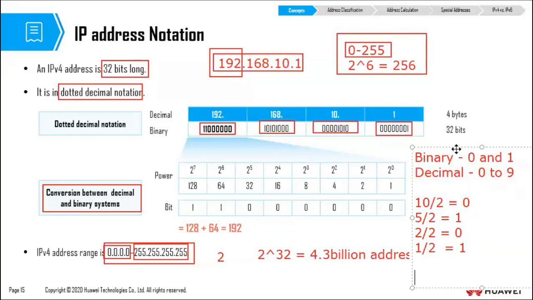So to write this into binary, you start writing these remainders from the bottom to the top. So 10 in decimal in binary is going to be 1, 0, 1, 0. Is that clear? 1, 0, 1, 0.